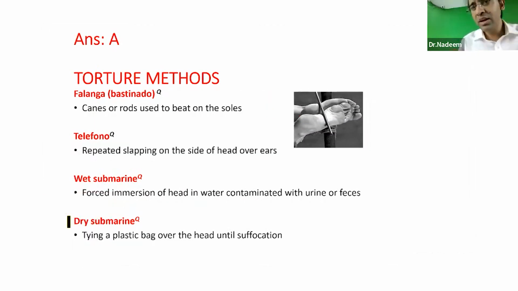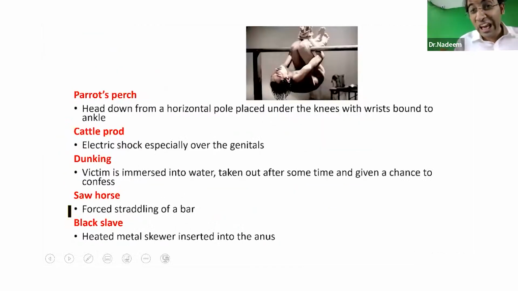Beating on the soles, phalange, or it is also called the bastinado. Slapping over ears, it is called the telephono. Forced immersion of head in water which is already contaminated with the urine or feces. This is called a wet submarine. Applying a plastic bag over the face until suffocation, dry submarine. Okay. See, like if you are hanging a person like a parrot, it is called the parrot's perch. Electric shock over genital, this is called a what?